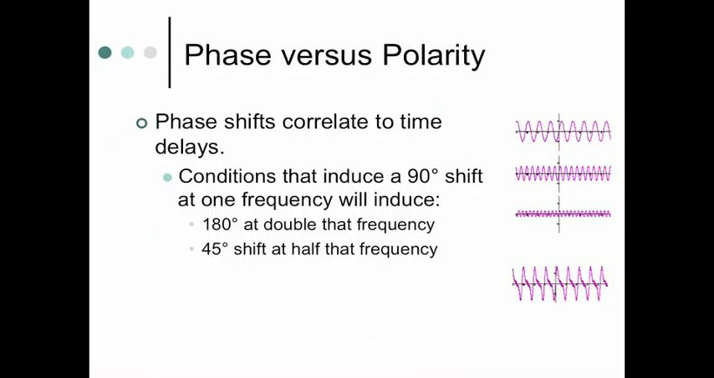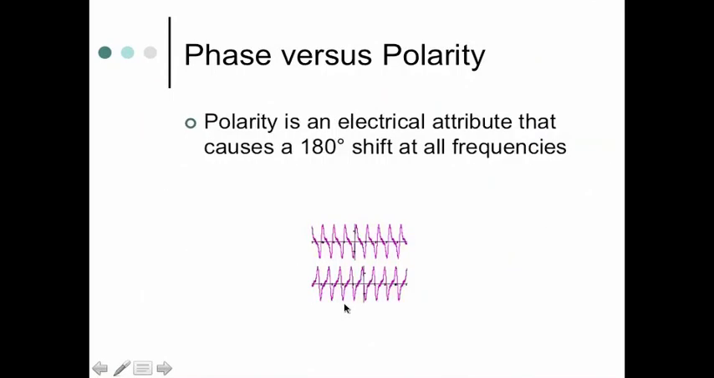A common mistake that people make is phase versus polarity. Phase is different than polarity. Phase, we talked about, is the starting time of one wave in relation to another, where polarity is an electrical quality of plus and minus, right? So electrical voltage plus, electrical voltage minus. People get confused a lot. So phase is different than polarity.